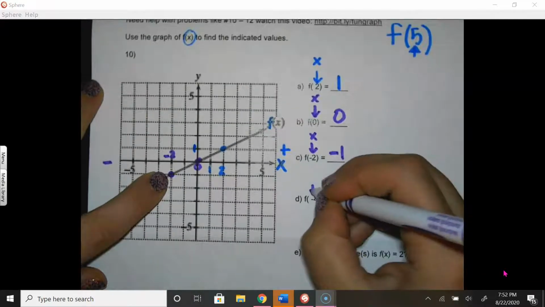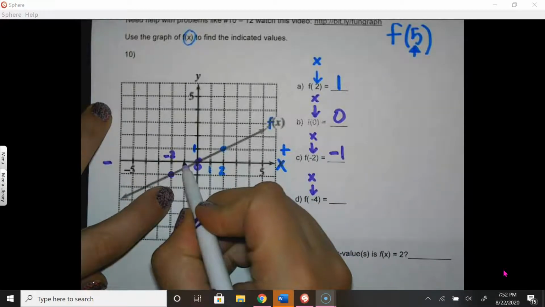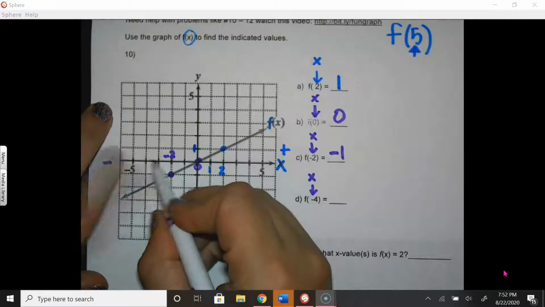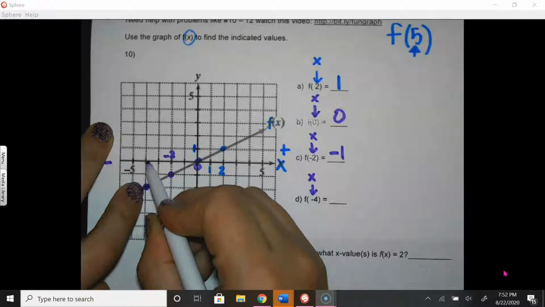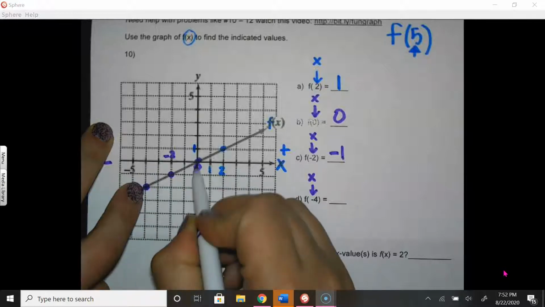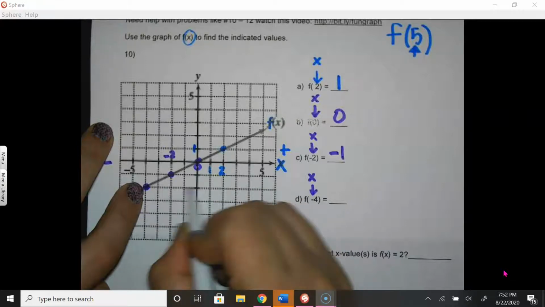Okay, then we are given that x is -4, so we start at the origin, 1, 2, 3, 4. And the graph's y value when x is -4 is -2. So the numbers down here are all negative, so it's -2.